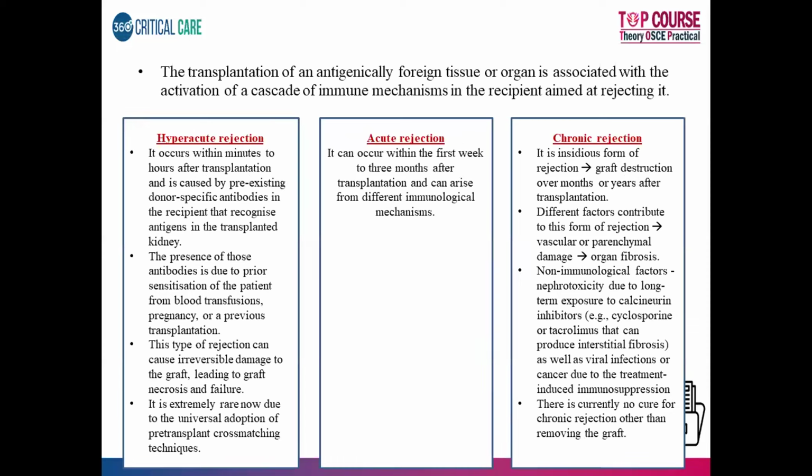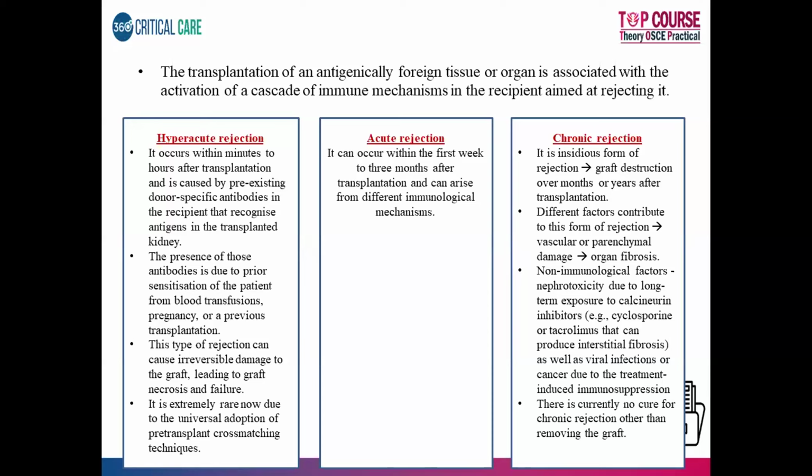So as I told, the transplantation of antigenically foreign tissue or organ is associated with activation of a cascade of immune mechanisms in the recipient, which are aimed at rejecting the organ or the tissue. So there are three types of rejection. One is hyperacute rejection, acute rejection, and chronic rejection. So hyperacute rejection occurs within minutes to hours after transplantation, and it is caused by pre-existing donor-specific antibodies in the recipients, which recognize those antigens in the transplanted kidney.